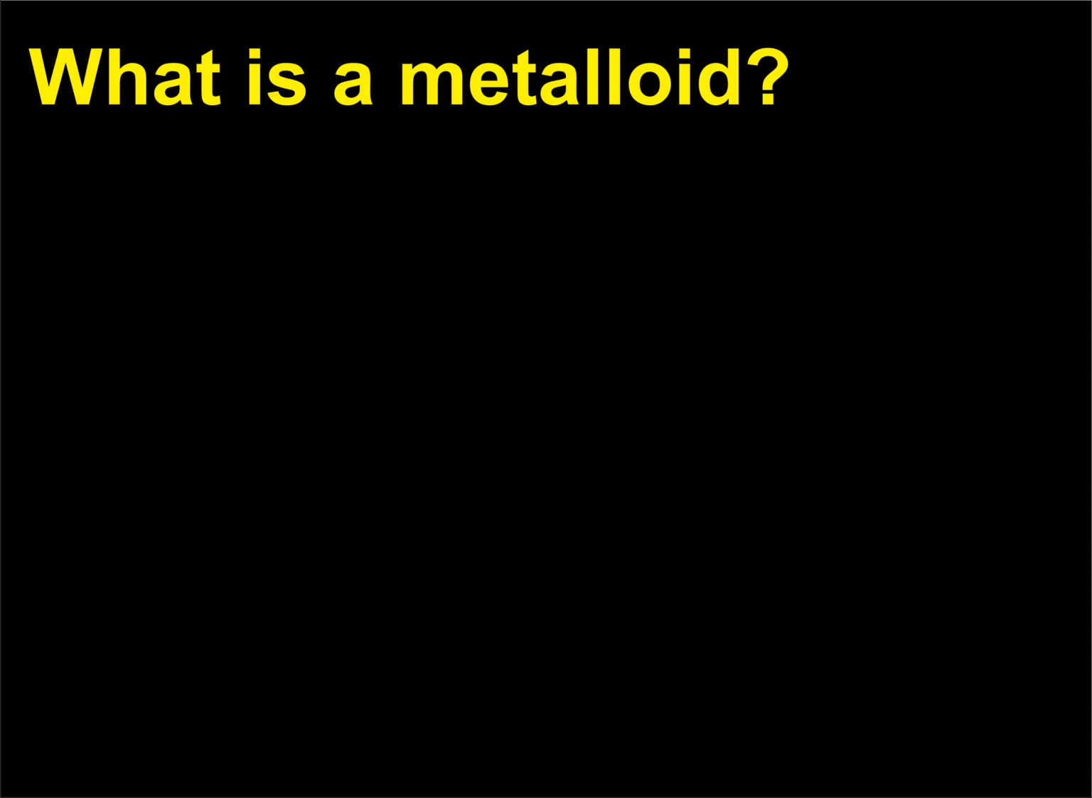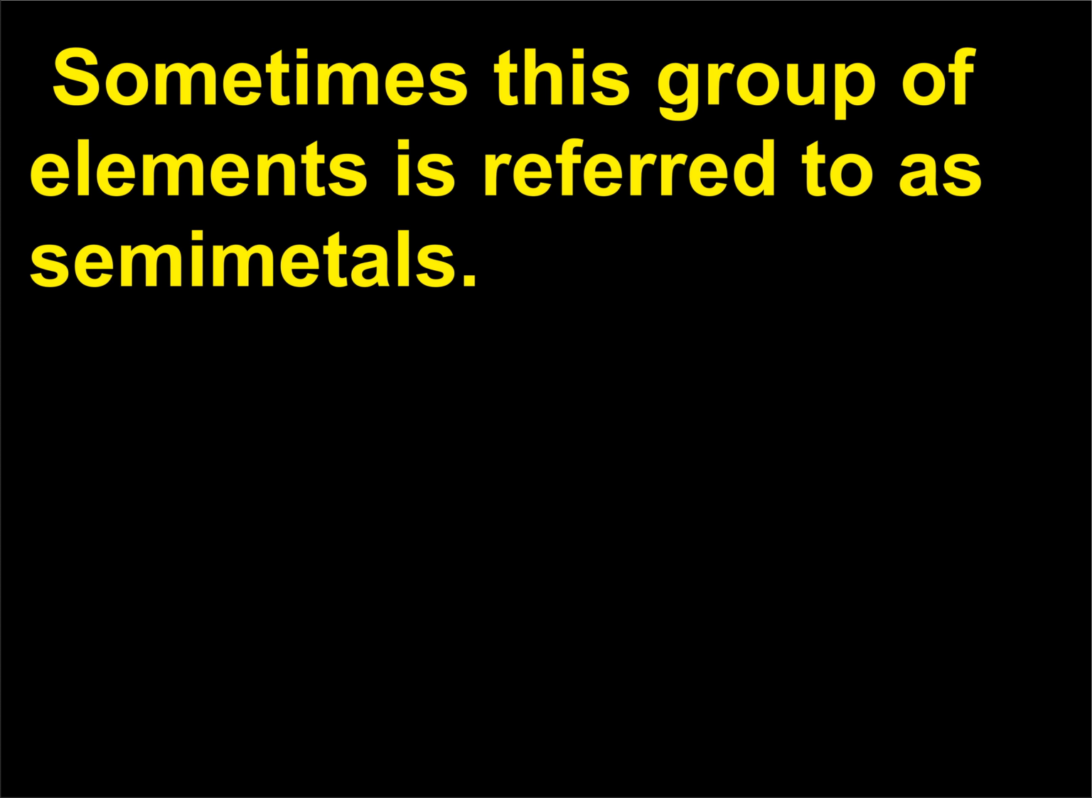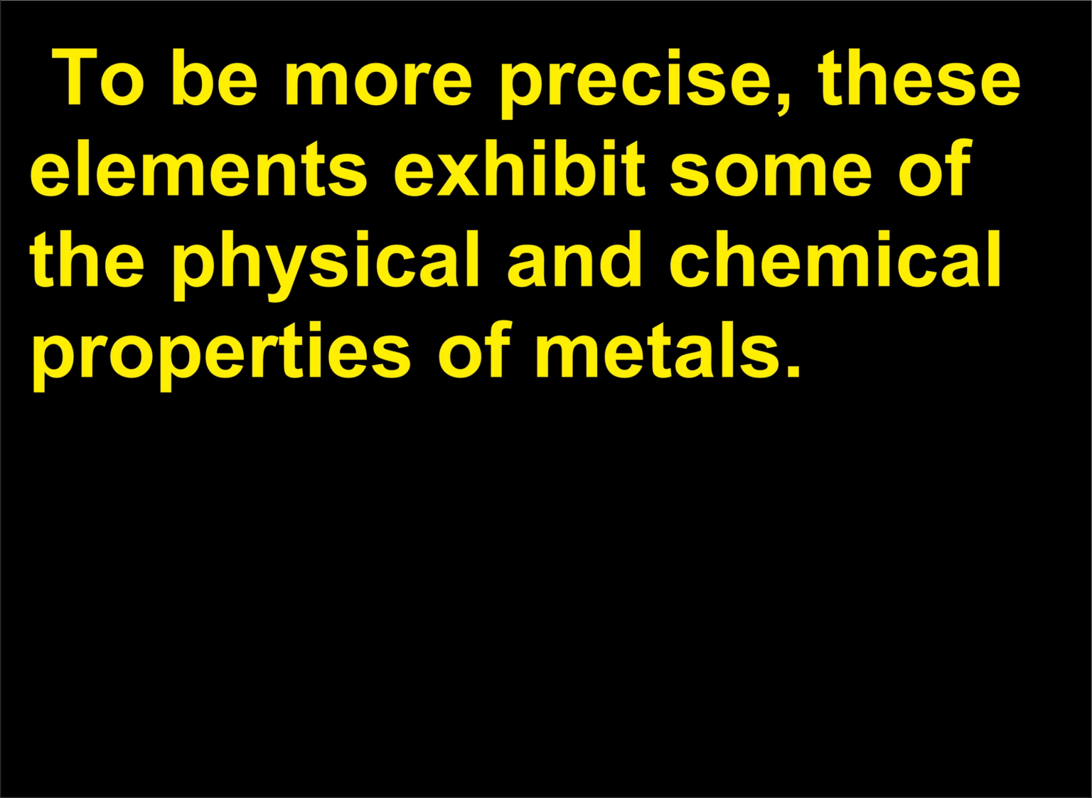What is a metalloid? Metalloid is a term for elements that are sort of metals, and sort of not metals. Sometimes this group of elements is referred to as semi-metals. To be more precise, these elements exhibit some of the physical and chemical properties of metals.